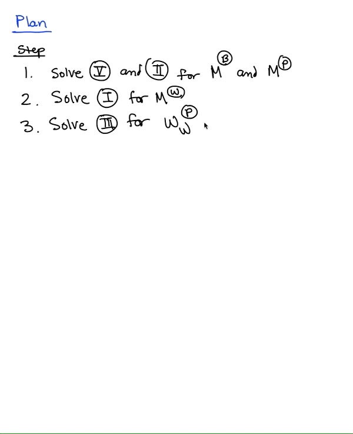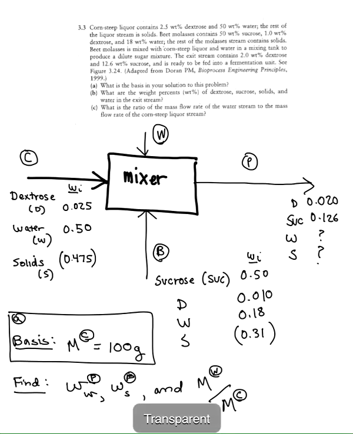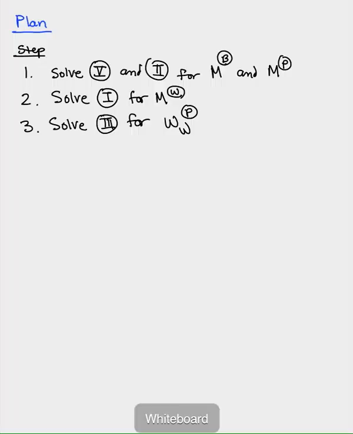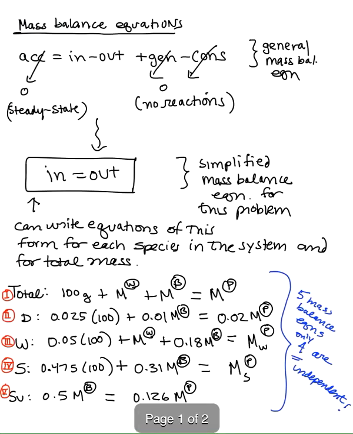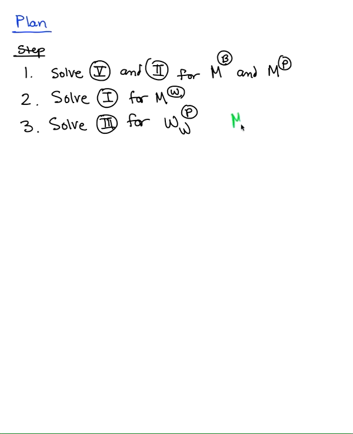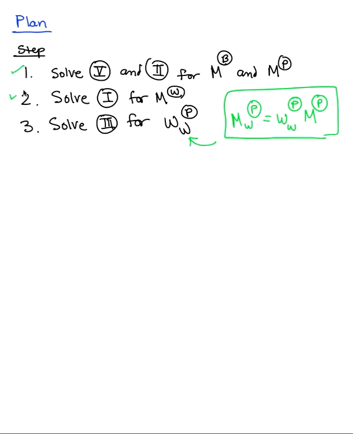Because remember, this term right here, which I'm about to circle, we could write as equal to the mass fraction of water in P times the total mass of stream P. So if we replace that into the equation after we've done steps 1 and 2, we would have enough information to solve for the mass fraction of water in stream P.